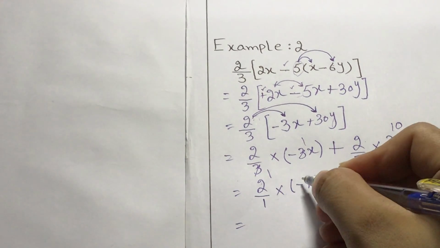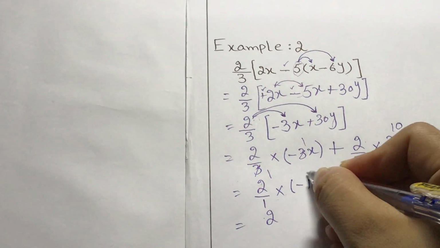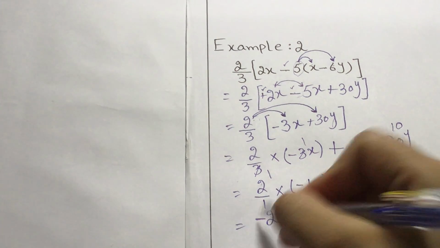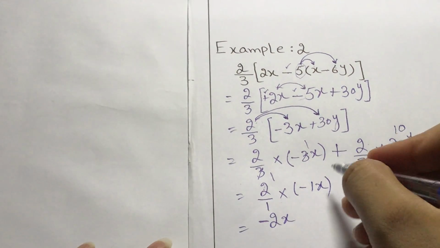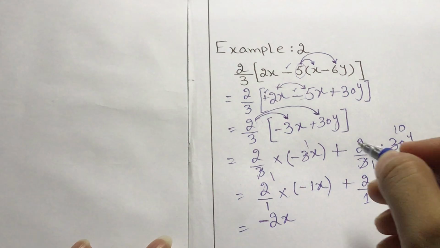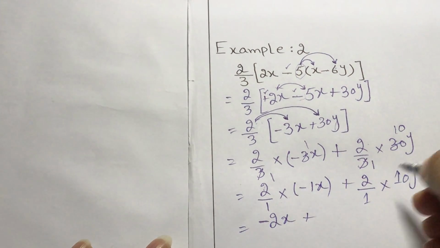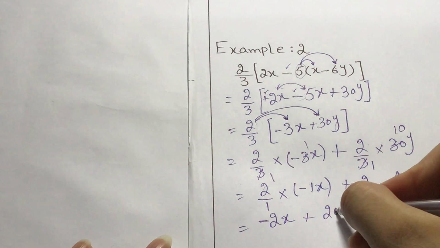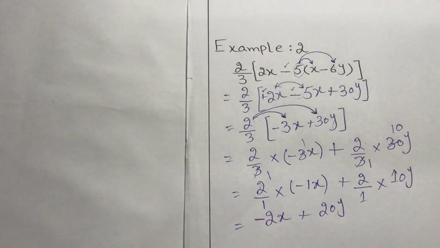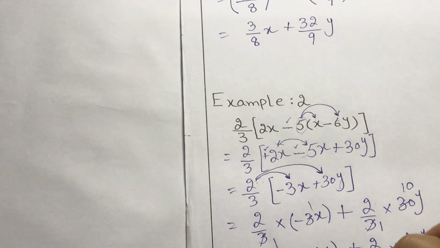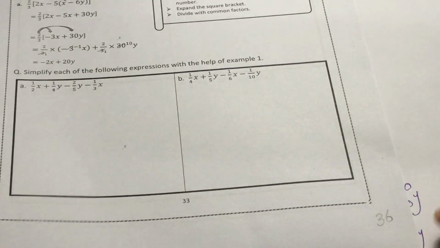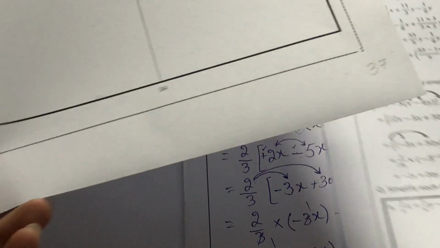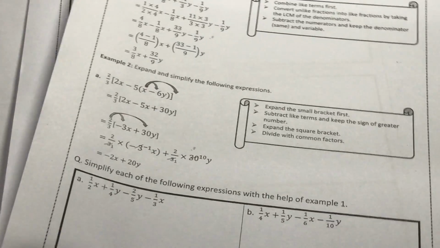So we will write 2 1s are 2, and as negative 1x is negative, we will write the negative sign. 2 1s are 2 and x over 1 is equal to negative 2x, right? Plus 2 10s are 20y. No need to write 1 in the denominator, right? Understood? Hope you have understood the procedure, and now you can solve the sums given on page number 36 and 37 of your booklets. And if you face any difficulty, you can contact me.